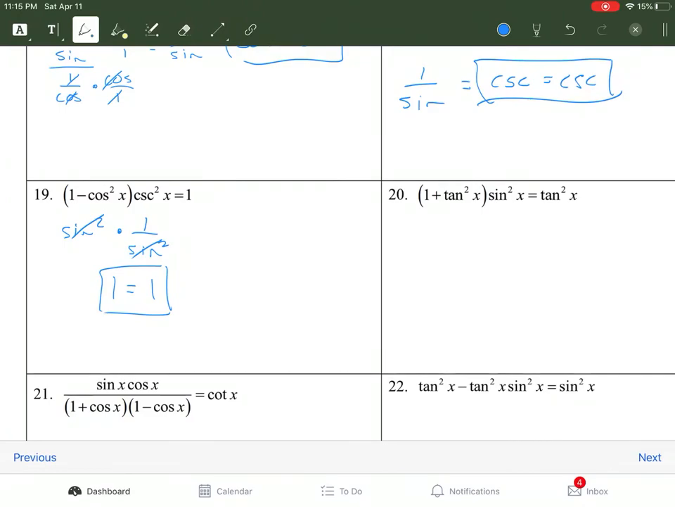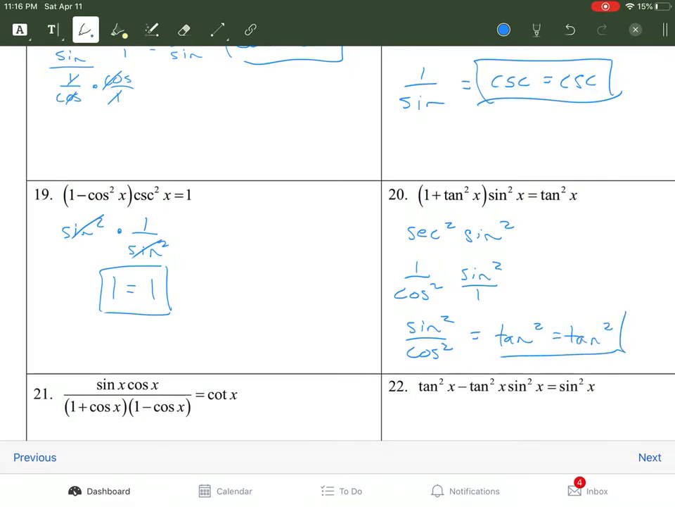One plus tangent squared is another Pythagorean identity. And 1 plus tangent squared is going to be secant squared times sine squared. All right, secant squared is also 1 over cosine squared times sine squared over 1, which gives you sine squared over cosine squared, which is equal to tangent squared, which is what we're trying to find.